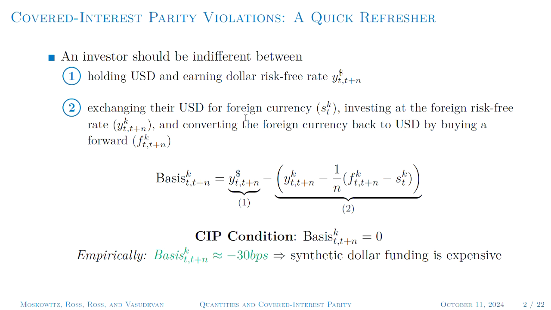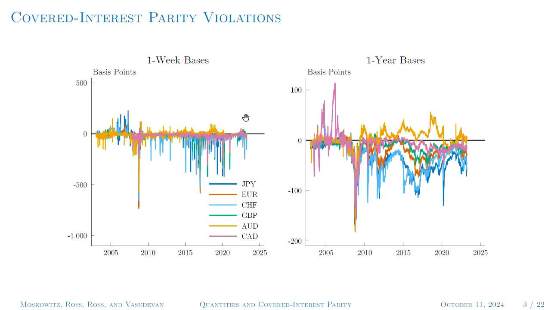Now, it's been well documented in the literature that the basis is not equal to 0, and that's what I was describing as exploding since the financial crisis. In fact, the basis is empirically about negative 30 basis points in our data. And the fact that the basis is negative means that synthetic dollar funding is expensive. Other ways to think of this is that there's a shortage of dollars or there's a lot of demand for dollars in the market. So in addition to this basis being negative on average, there's quite a bit of variation.